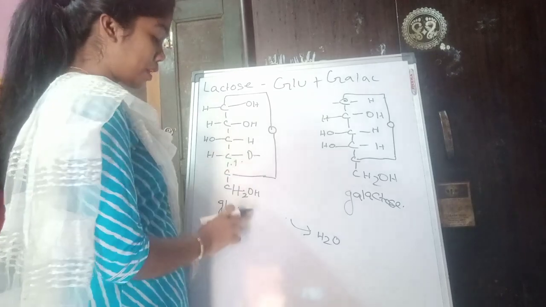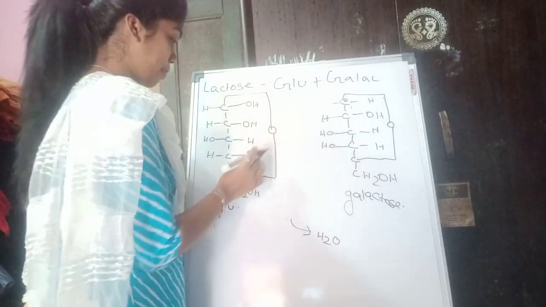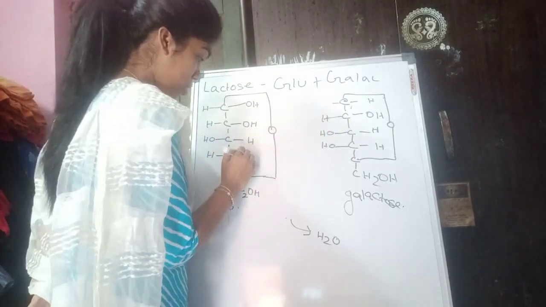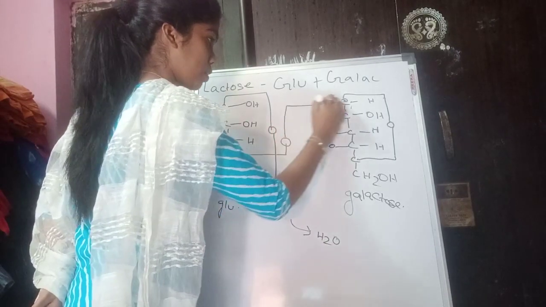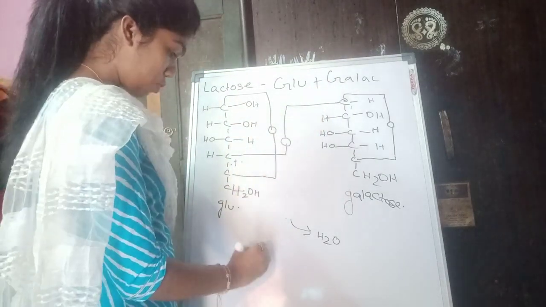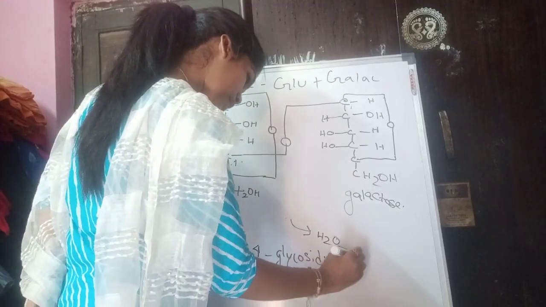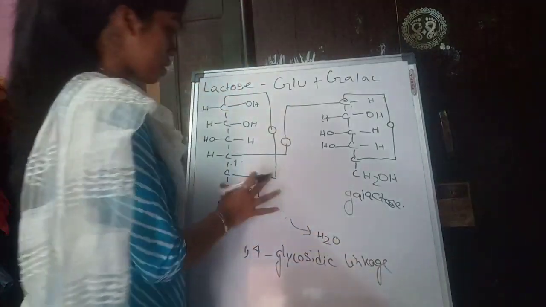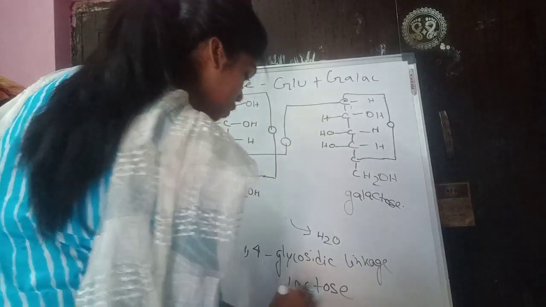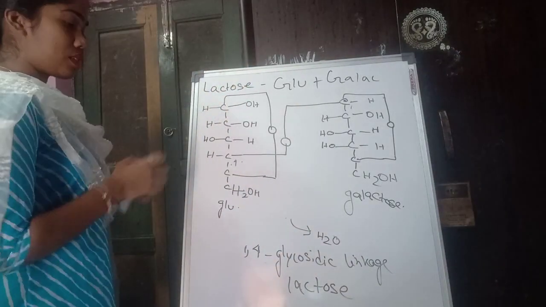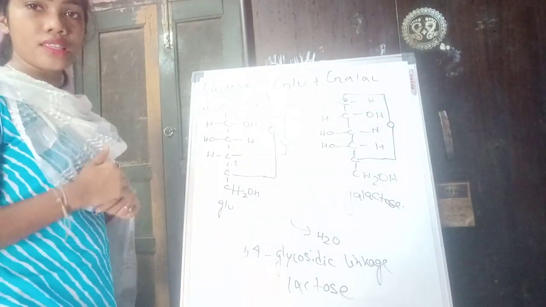This O will be shared by both the glucose and galactose, and this will be done by the first and fourth carbon. This is the first carbon. So basically the structure will be like this. So this is called 1,4-glycosidic linkage, and this is the structure of lactose. It is very easy to understand if you understand the rule, because the process of formation of lactose and maltose is the same, the same groups are being involved, and it is done in the same way.